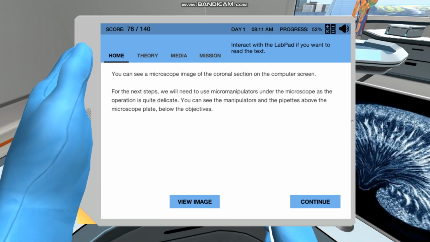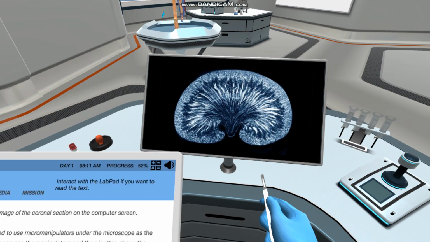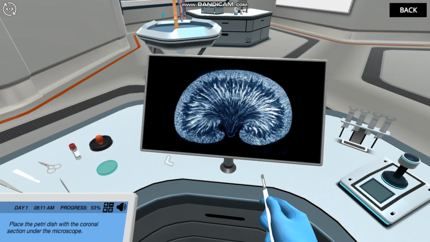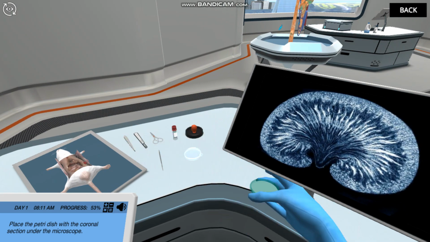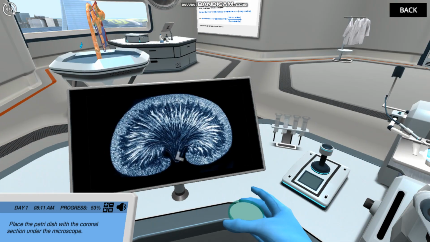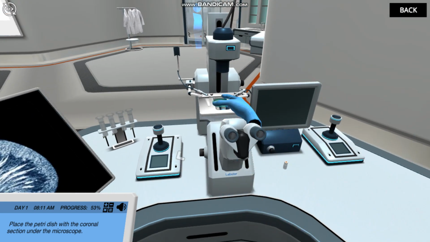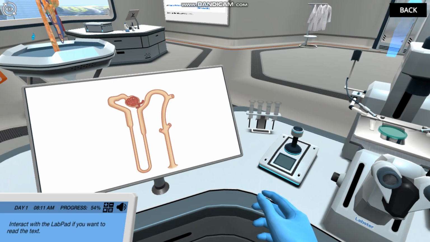You can see a microscope image of the coronal section on the computer screen. For the next steps, we will need to use micromanipulators under the microscope as the operation is quite delicate. You can see the manipulators and the pipettes above the microscope plate, below the objectives. Place the petri dish with the coronal section under the microscope. Watch the 2D section with the nephron on the screen in the center of the workbench.